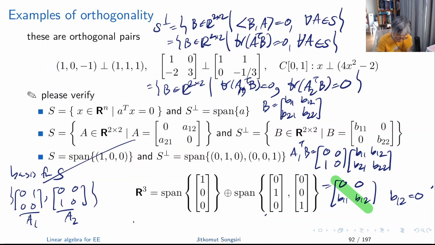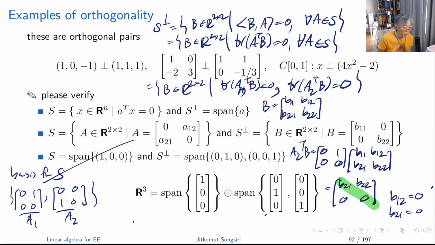So the second condition would be A2, right? So I'm just going to delete it. A2 transpose would be 0, 0, 1, and 0. And that's going to be B21, B22, and then 0, 0. But now the trace is going to be this one, and next you're going to have B21 equal to 0. That's why the general form of S perp is going to be a set of any B where B12 is 0, B21 is 0. So it's a set of diagonal matrices eventually.